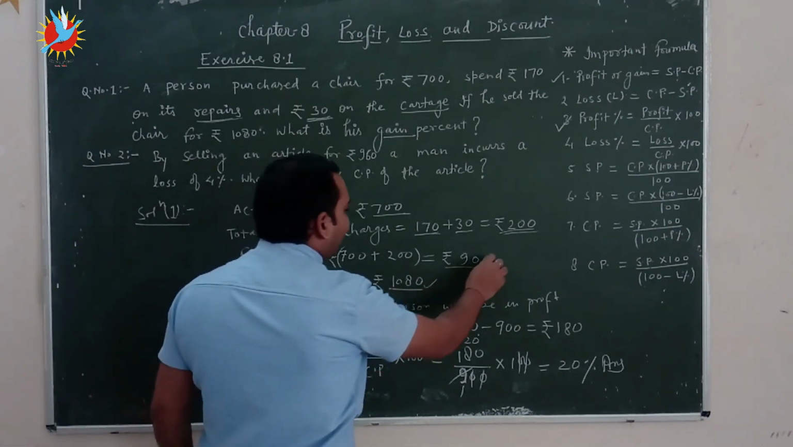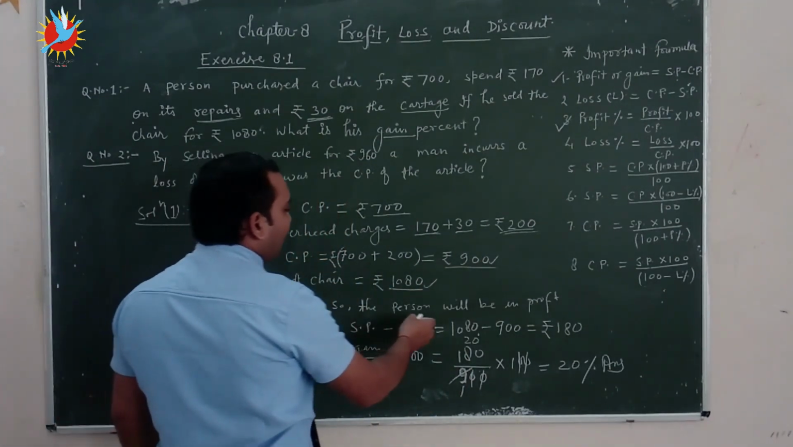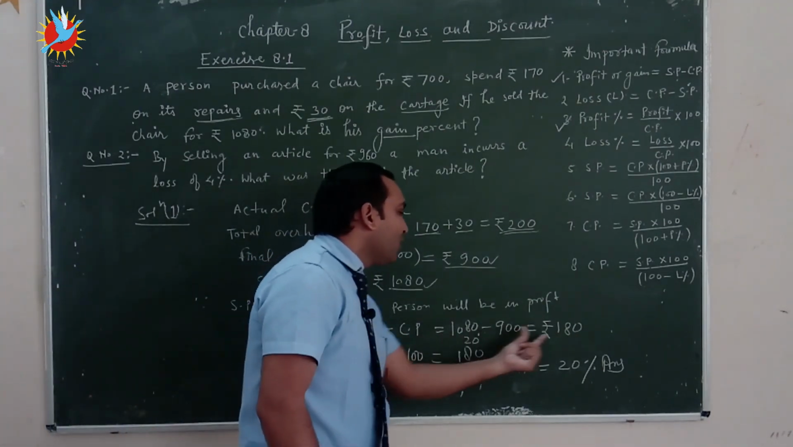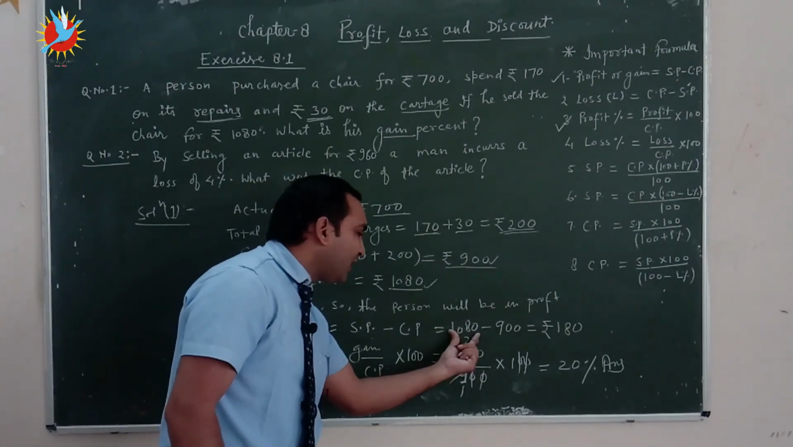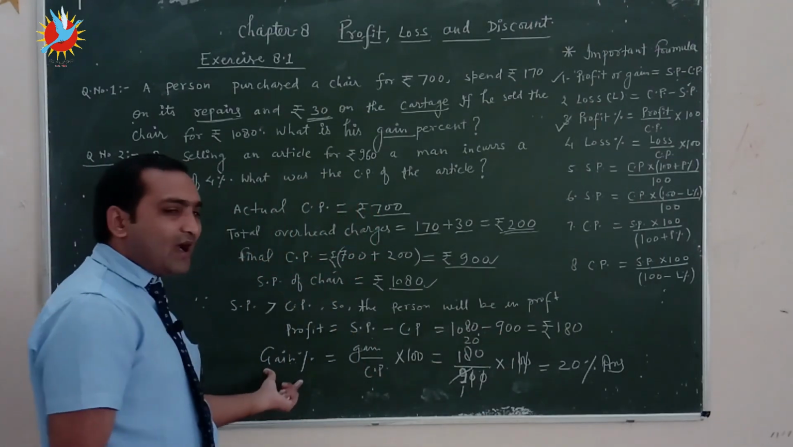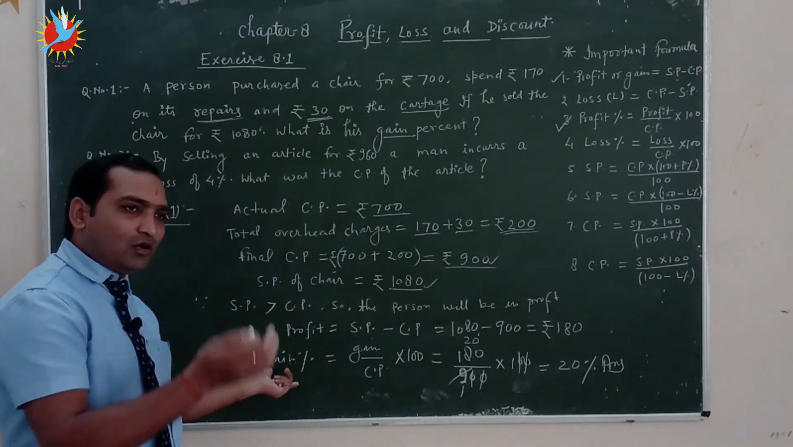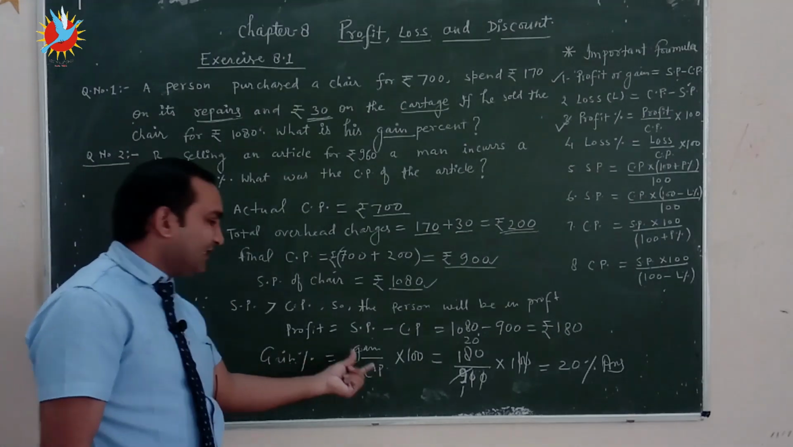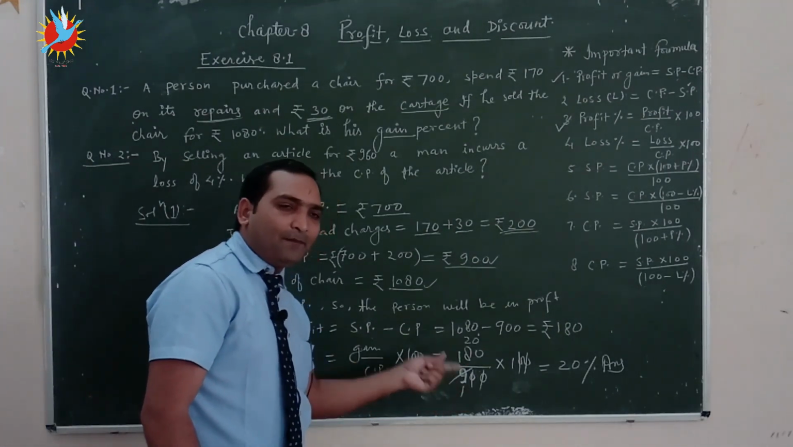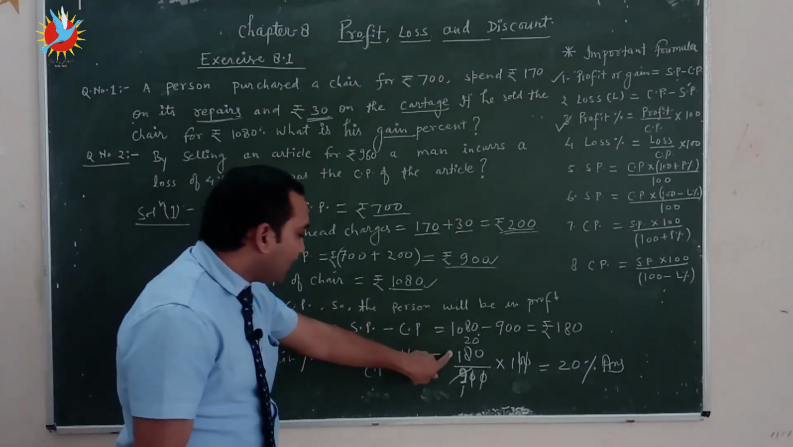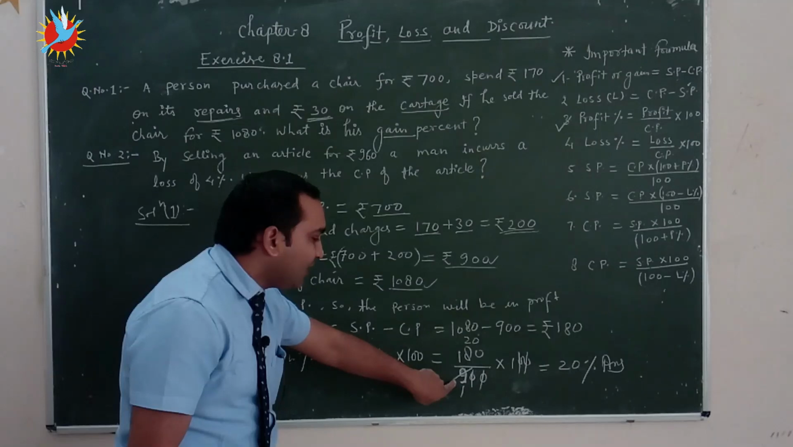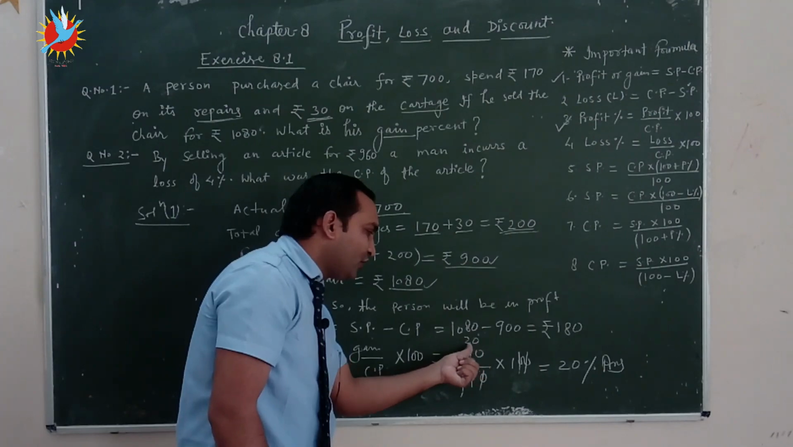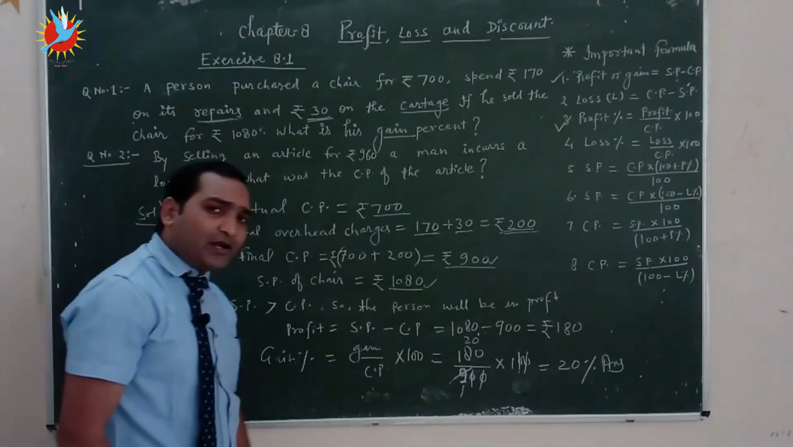So selling price is more than the cost price, so the person will be in profit. So how much profit? Selling price minus cost price, that is 180 rupees, because 1080 minus 900. And we find the profit percent. We also found the profit percent in the previous class, that is profit upon CP into 100. So similarly by that method we find the profit percent, 180 upon 900 into 100. So 9 2 is 18, and 0, that is 20, which is equal to 20%.